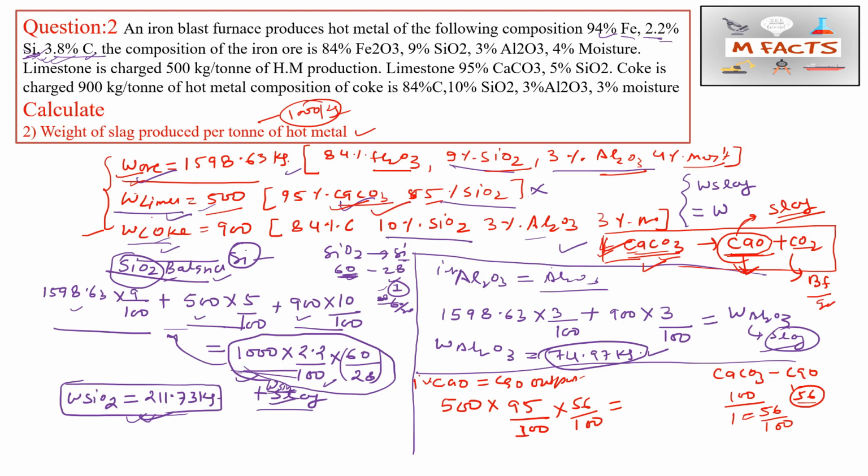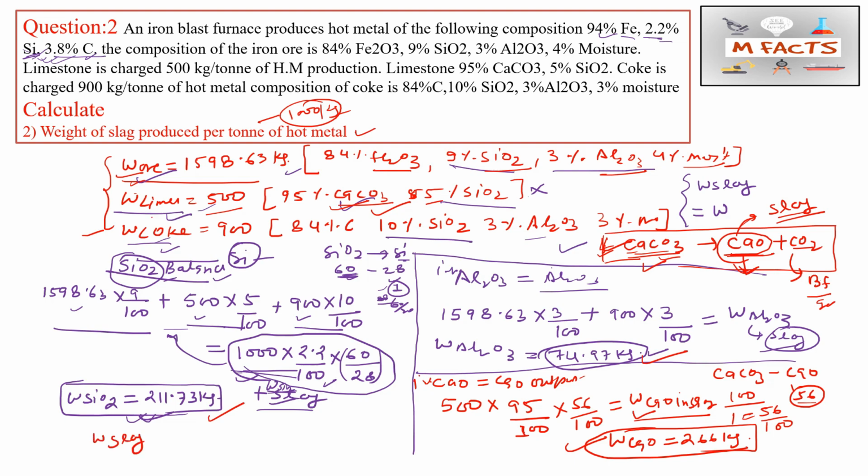So we can write here the weight of CaO in slag. This is how we are writing. I am telling you again how you can improve your mistakes. So this is the weight of CaO in slag. From here we can find the weight of CaO is equal to 266 kg. So these are the three things I proved that will go in the slag part. Now how can we find the weight of slag?